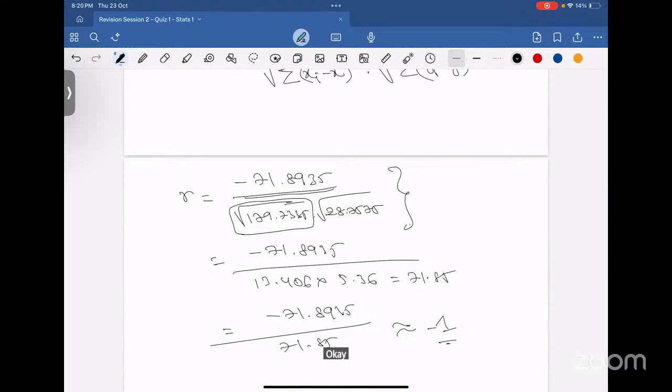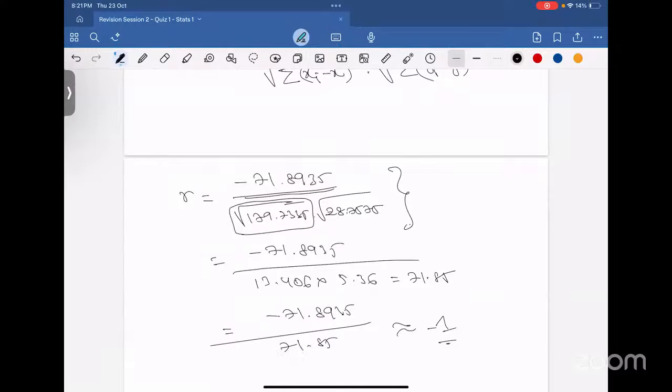Okay, so -1 is a strong positive relation? Yeah, a strong negative correlation. They are strongly correlated, but in the negative sense. Negative sense means if one variable's value is increasing, the other variable's value decreases.